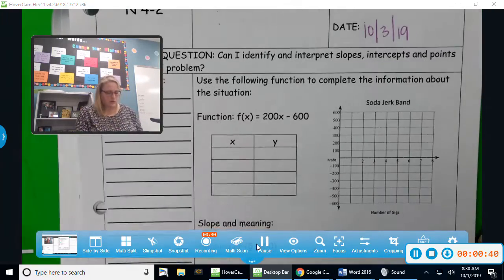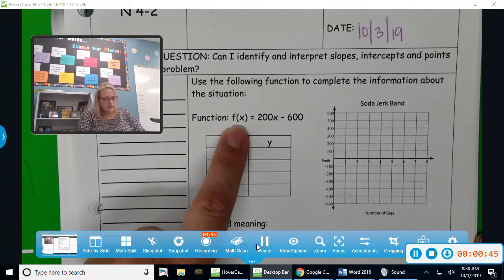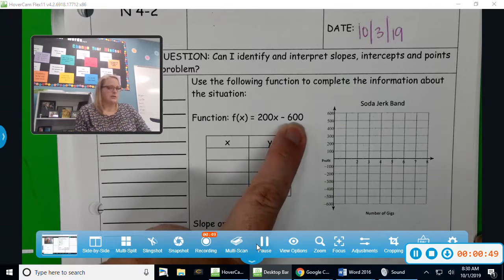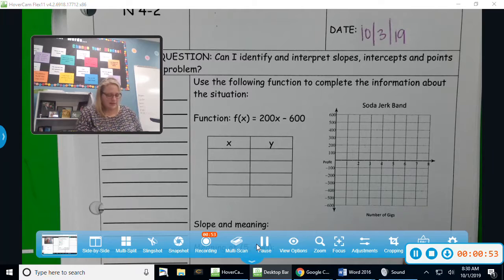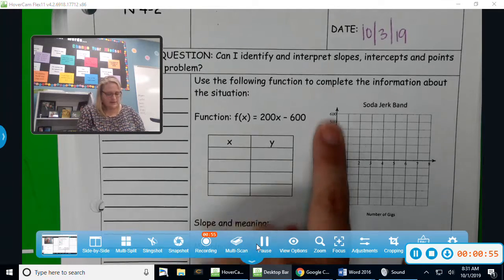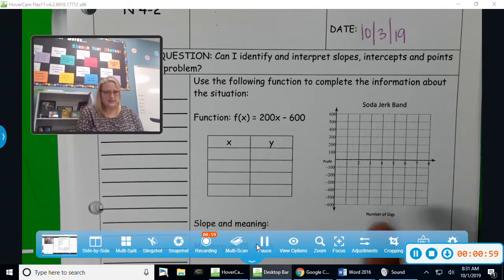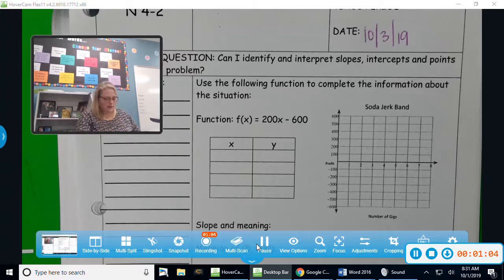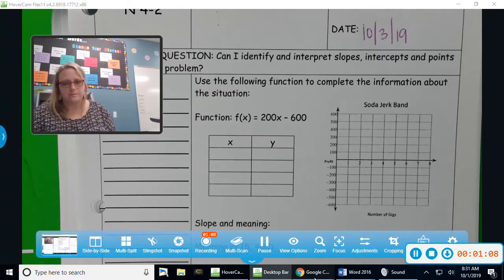Use the following function to complete the information about the situation. We have this function f of x equals 200x minus 600. The only other information it gives me is this graph. On the y-axis I have profit, and on the x-axis I have number of gigs. This is for the Soda Jerk Band. First I'm going to go to Desmos and type that function in.